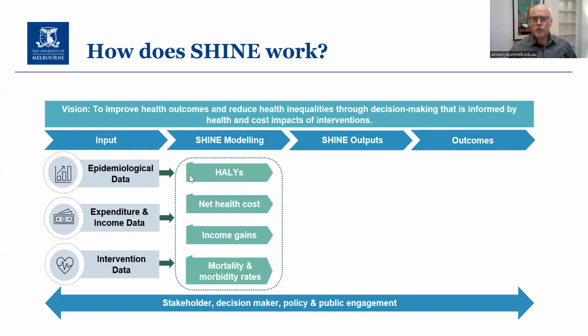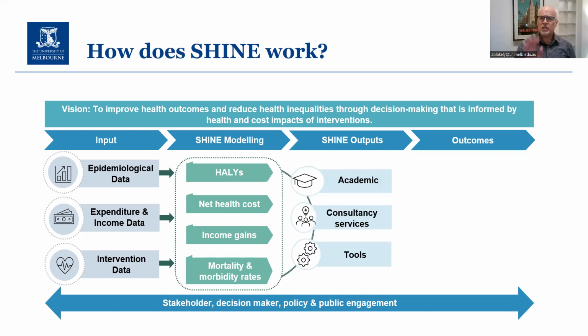Then we convert that all through with a large software program or modeling framework into health adjusted life years, same as qualities, into net health expenditure, both the cost upfront of an intervention and the downstream cost of changing the flow through the health systems by changing disease rates. Income gains, what is that productivity gain from an intervention, particularly if it hits diabetes or obesity, it's large. And the morbidity and mortality rate impacts.